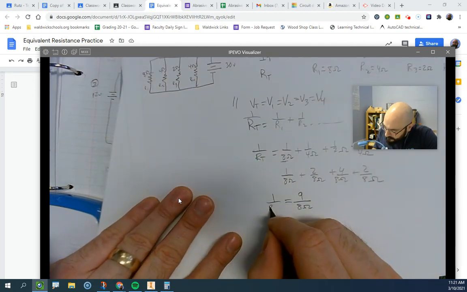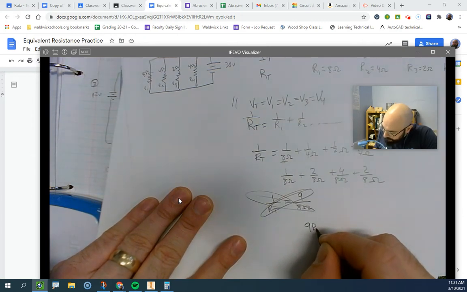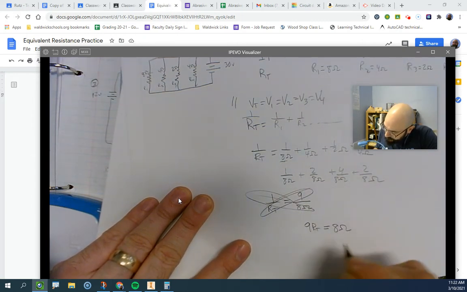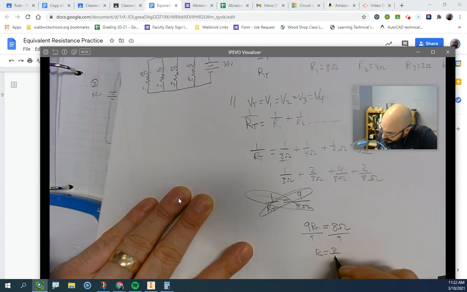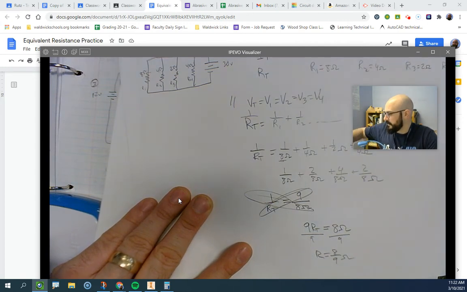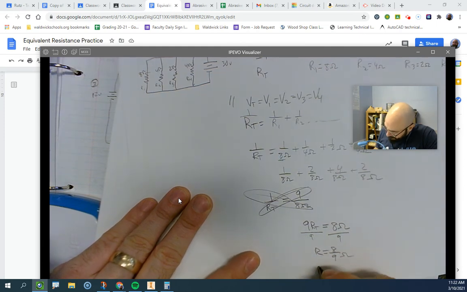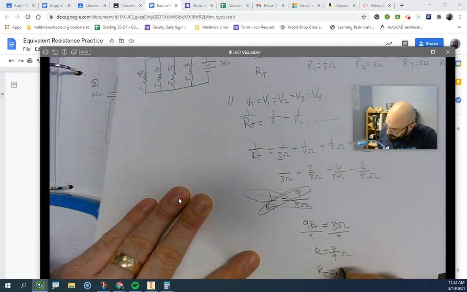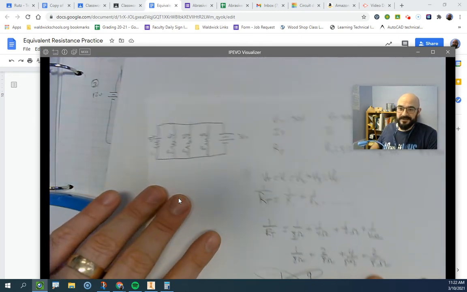equals 1 over RT. Cross multiply, we get 9 RT equals 8 ohms. Divide by 9, and you're going to get 8/9 ohms. And what is that? It's a low number, that's for sure. Resistance, that isn't much. So we get 0.8 repeating. RT equals 0.8 repeating ohms. That's a lot of numbers.